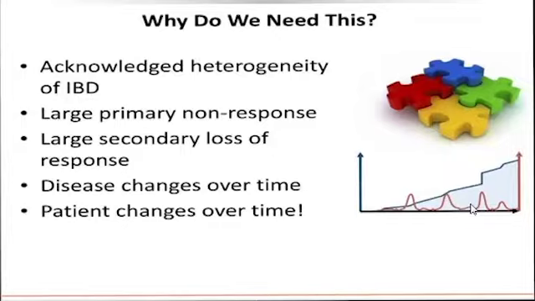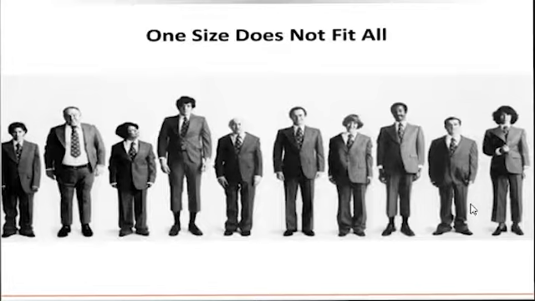We have a good number of patients who are non-responders, primary non-responders. We have a good number of patients with secondary loss of response. And we have a disease that changes over time, and we have patients that change over time as well. So one size does not fit all. You need to decide based on the phenotype of the disease, and based on the patient preference and patient disease pattern as well.